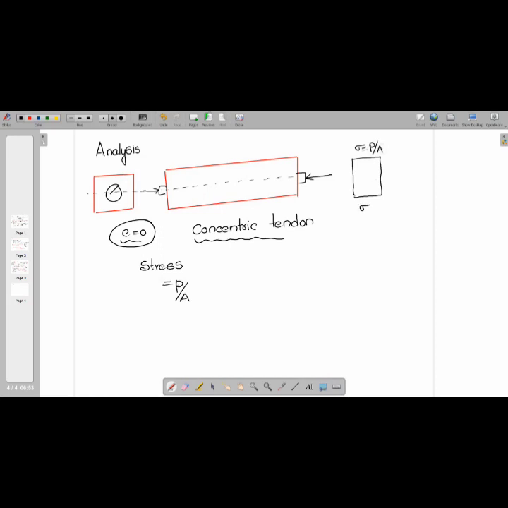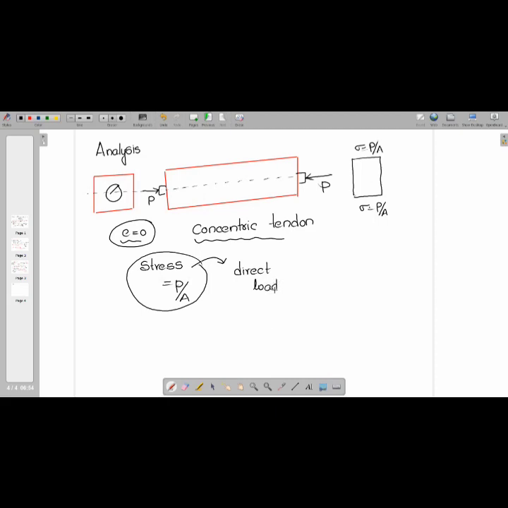The important point I would like to tell you is whenever there is a concentric tendon, it passes through the center, the eccentricity will be zero, and the stress will be uniform. Now, let us see, students, this is the stress due to load. Here there is a pre-stressing force P, and we have a section. So this stress is due to direct load.